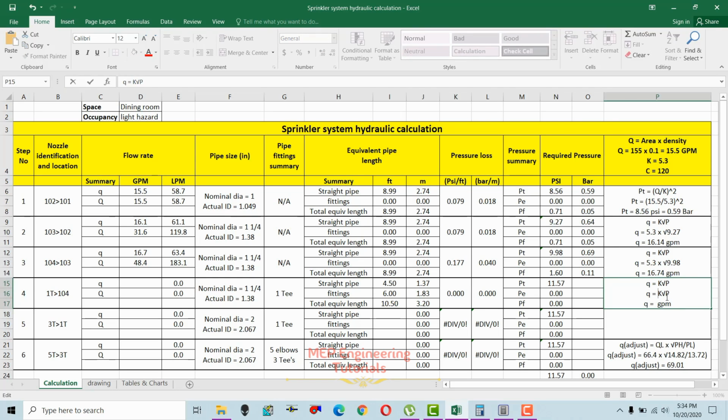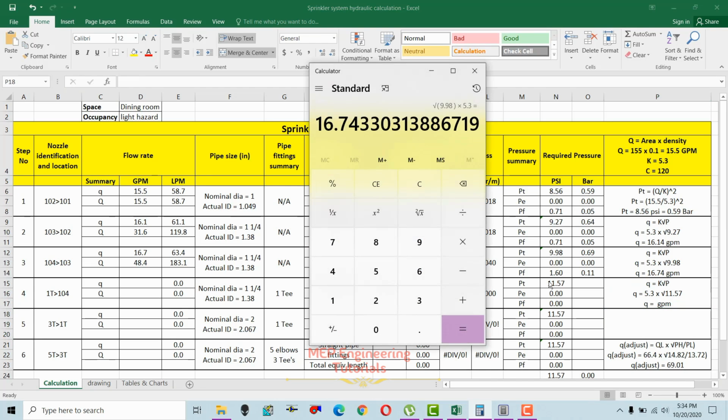So K, we know that the sprinkler constant is 5.3 times the square root of P. The total pressure at this point is again 11.57. So let's calculate this one: square root of 11.57 multiplied by 5.3. So its flow is 18.03 GPM.